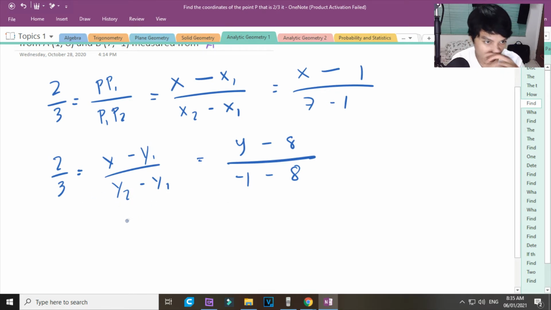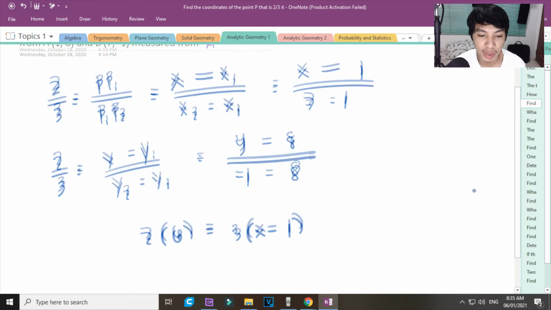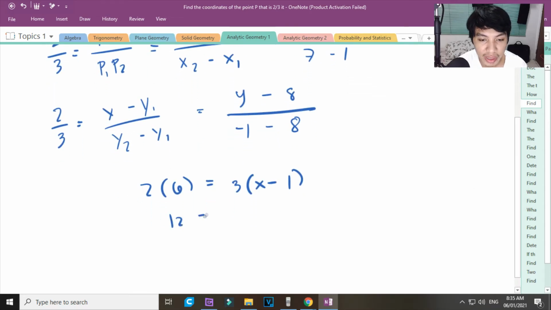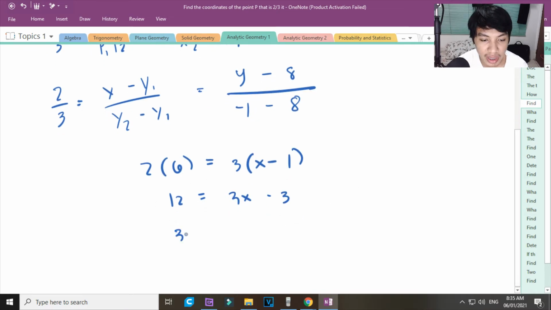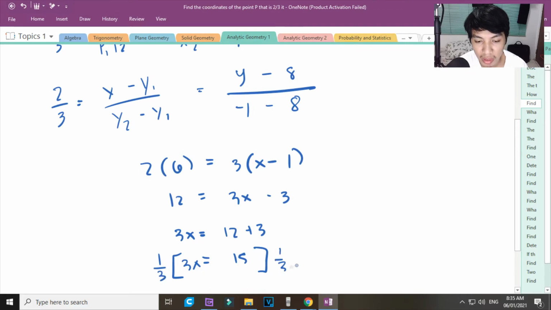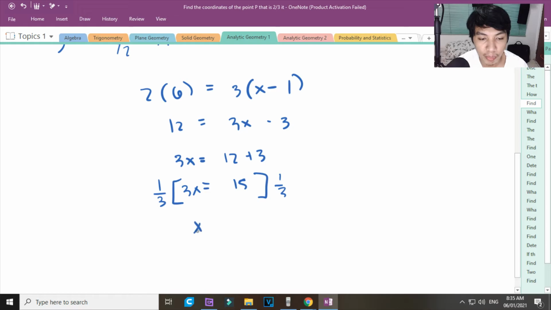Let's solve. 2/3. This one first. 2 times 6 equals 3x minus 3. So, this is 12 equals 3x minus 3. 3x will be equal to 12 plus 3. This is 3x equal to 15. Divide both sides by 3. Therefore, x is equal to 5. That is the coordinate of x.